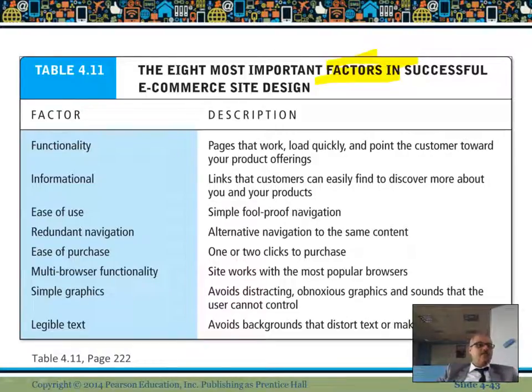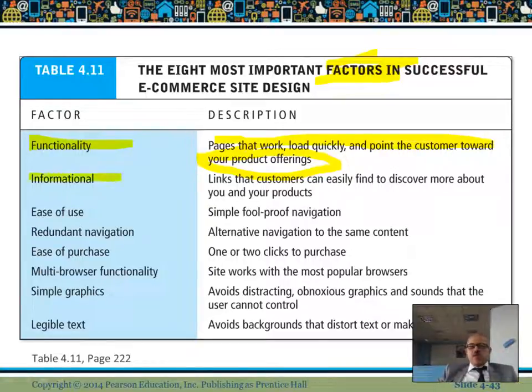Number one, you need to have functionality, right? Which is what functions your website has. So, for example, in our WordPress project, the functionality: pages that work, how quickly it loads, does it point the customer towards the product they're offering? Do you see? How are the functions working?